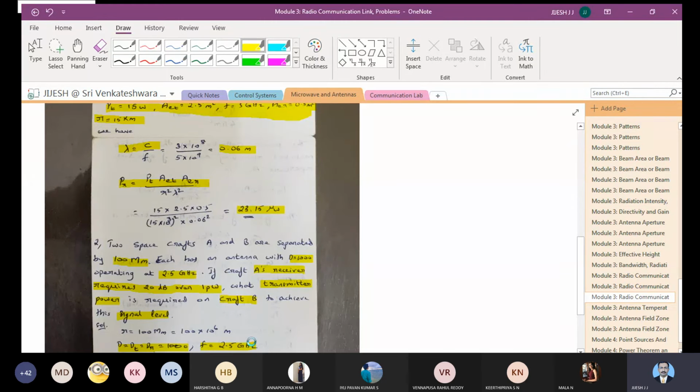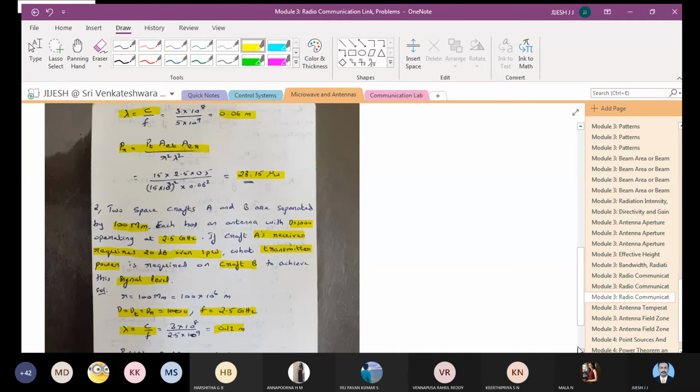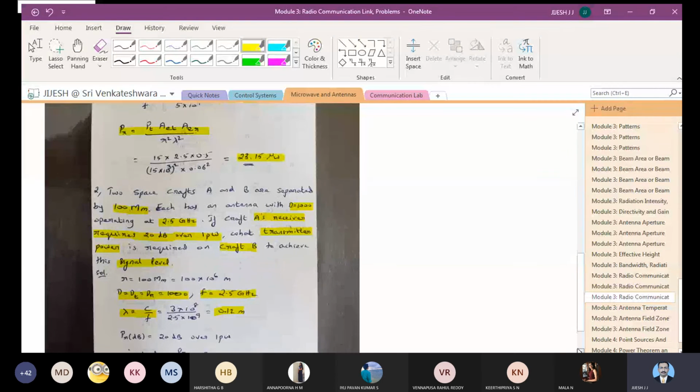Frequency is 2.5 gigahertz. So you can find lambda, and you can try to calculate the transmitter power. Here you have to do things a little bit differently. First calculate lambda, then we will move ahead with that. So here, one important point is that Craft A receiver requires 20 dB over 1 picowatt. That is the requirement of Craft A. So that we have to understand.